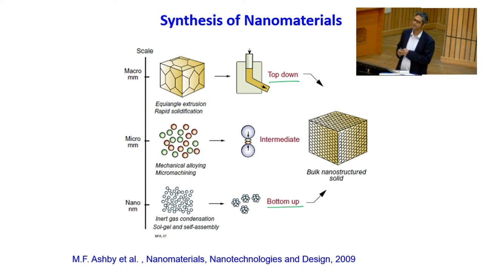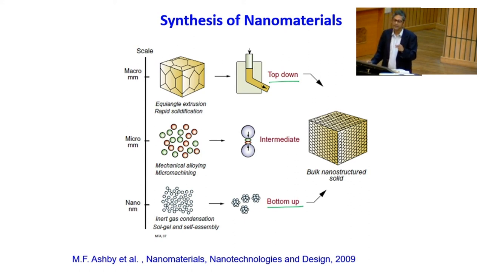Or you can start with atoms. Like you can take evaporation of any metallic thing, it will produce vapor. Vapor is nothing but atoms. So those atoms can then condense and produce small nanocrystalline materials. This is known as a bottom-up approach. You start from atoms, then build up to nanomaterials. That's why it is called bottom-up.